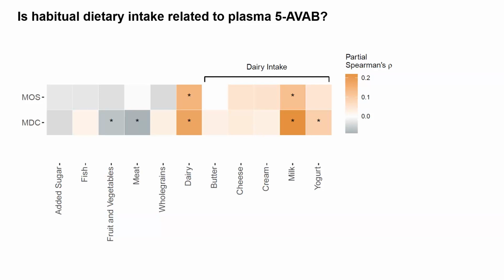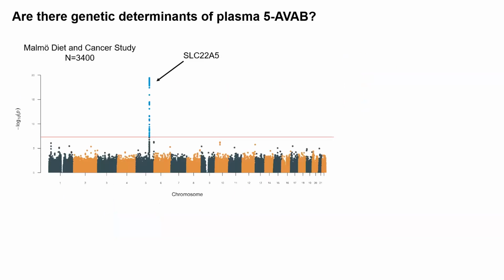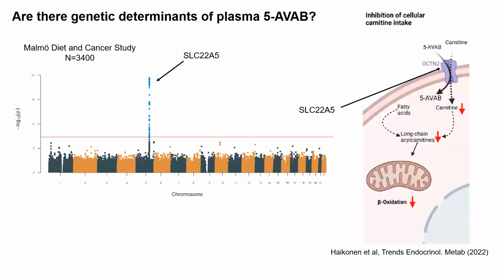What about your genetic predisposition? So we performed a genome-wide association study and found a very strong hit for this gene, SLC22A5, which codes for, sorry, not an enzyme, a transporter protein that is responsible for transporting carnitine and also 5-AVAB into the cell. So both into the cell, but also across the blood-brain barrier, as is known from previous studies. And it's also been shown in previous studies that having high levels of 5-AVAB in the circulation will decrease your cellular uptake of carnitine, which is very interesting.